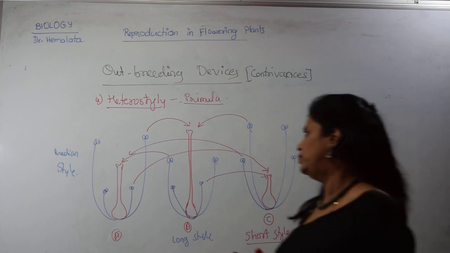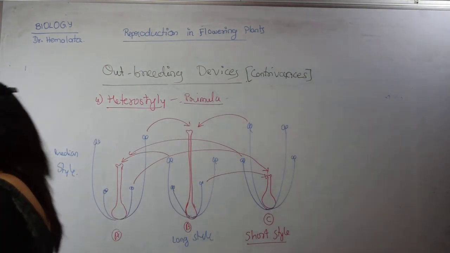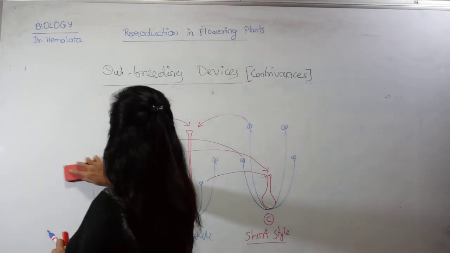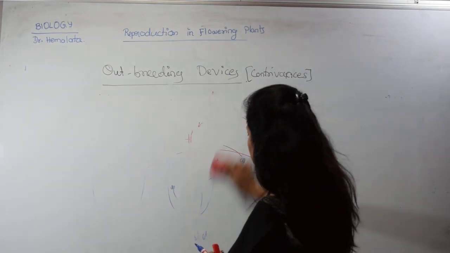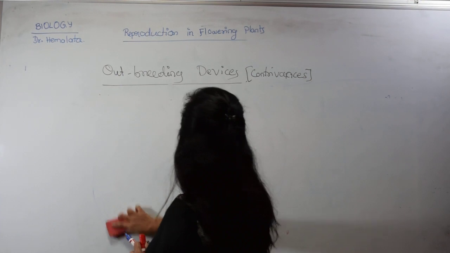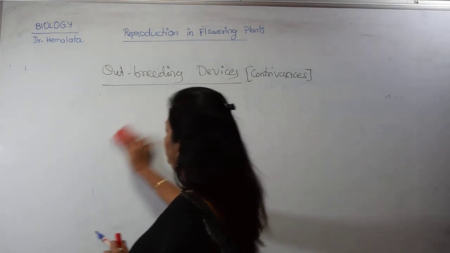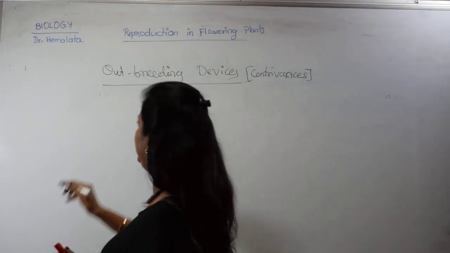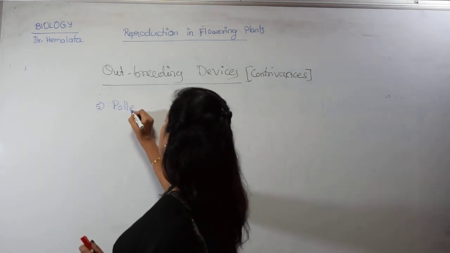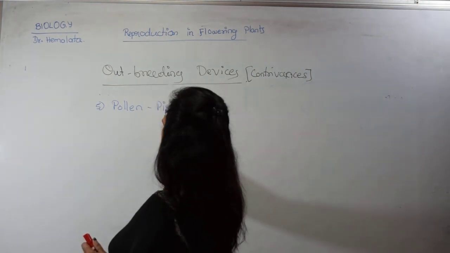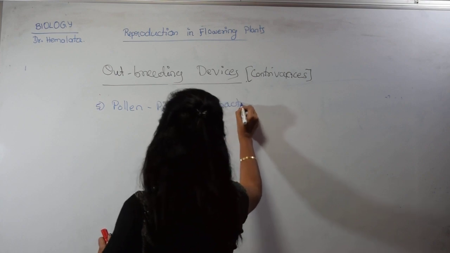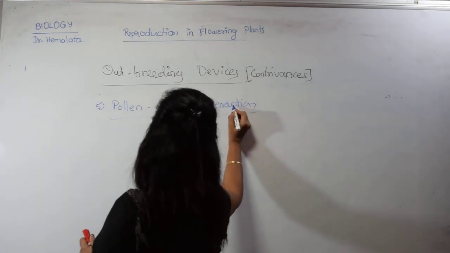Okay? Now, the last one under this is pollen pistil interaction. In that also they show a certain type of outbreeding device. That is the fifth one I will explain to you. It is the pollen pistil interaction. What is happening here? Pollen pistil interaction, how it happens.